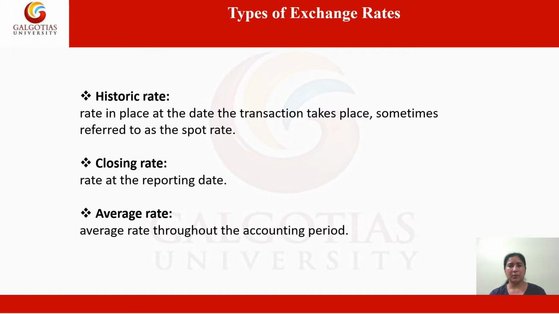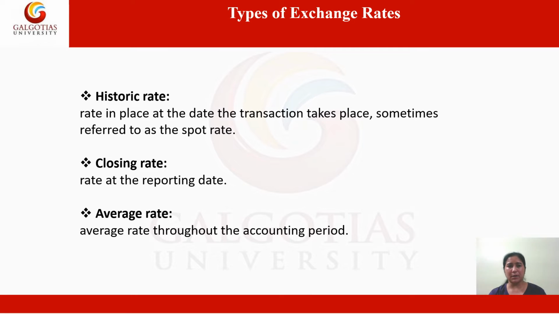IAS 21 within its purview includes concepts related to different types of exchange rate. According to IAS 21, different types of exchange rates may include historic rate, which is nothing but the rate which is in existence at the date of the transaction or at the date on which the transaction has taken place. This historic rate is sometimes also referred to as spot rate.